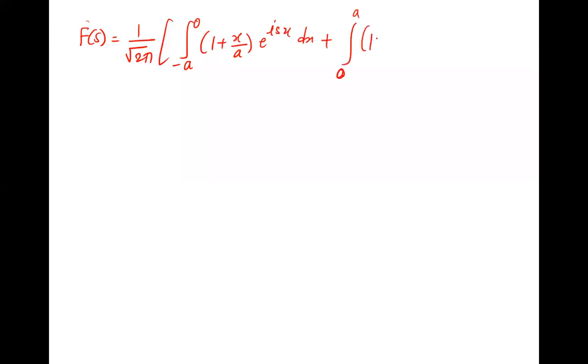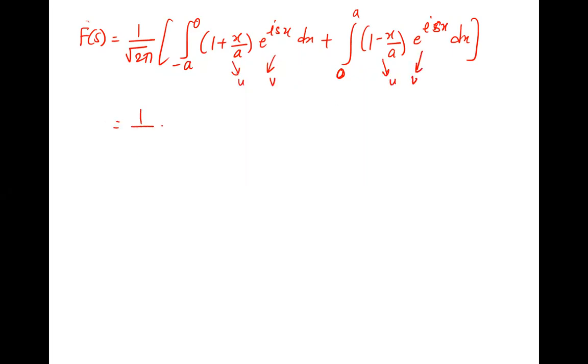1 upon root 2 pi. Correct? Yes. It is plus, not minus, sorry, it is plus. Right, the rest of the functions I wrote correctly. Yes, okay. So this is u, this is v, this is u, this is v.